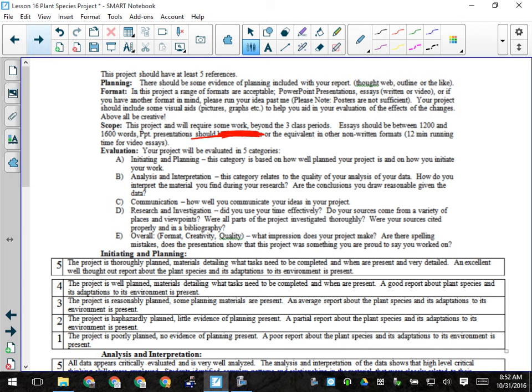So the 5 places where it's going to get graded: initiating and planning, easy 5 marks, timeline, and web or outline. Analysis and interpretation is talking about all that stuff in there, the adaptability, environment, all that. Communication is how well your project flows and things like that. Research and investigation is your bibliography. Make sure that you're cited in the proper format. And then overall, when I go over your report, is it full of spelling mistakes, or a big mess, or one long sentence, things like that. Questions on how that's going to work?